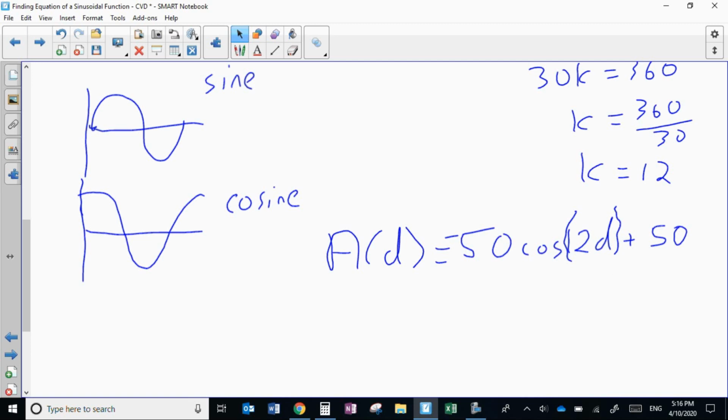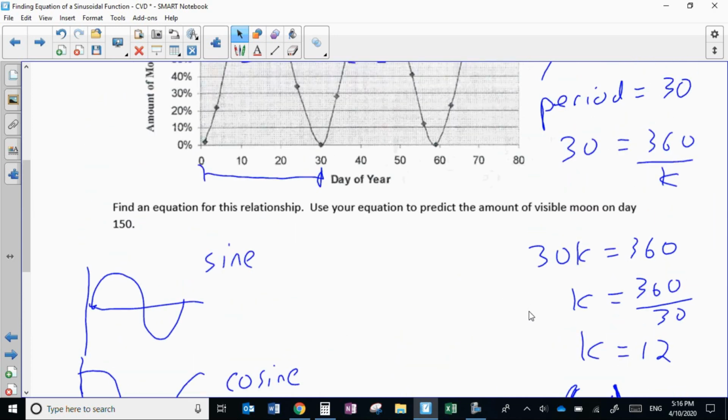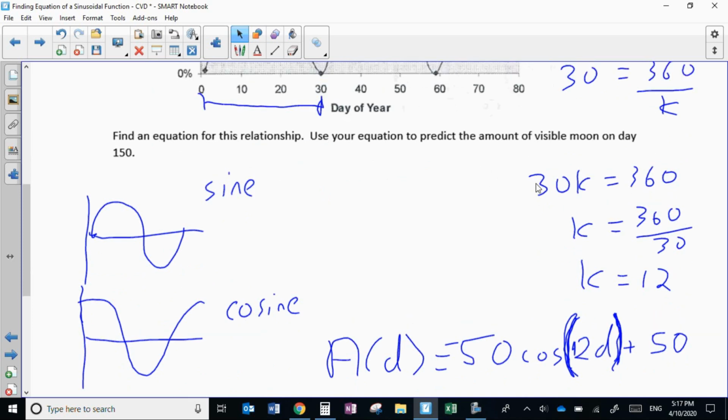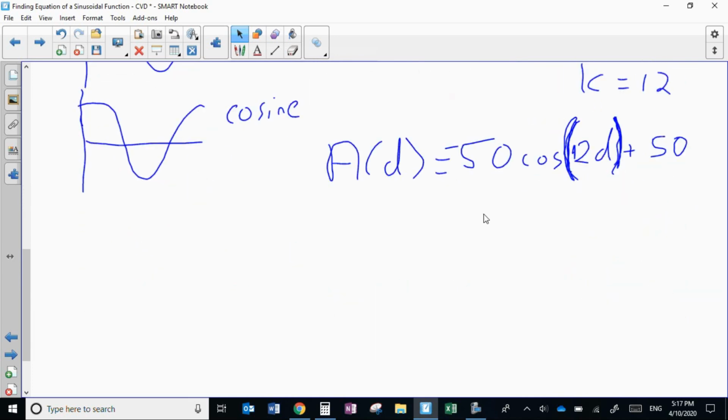Sorry, those are meant to be brackets I'm drawing in there. And that's still a 12. There we go. Okay. So there's our equation. Now, we can use that equation to make predictions about how much percentage of the moon you should expect to see every day of the year. So as an example, what about day 150? Basically, we're saying, let's actually use this equation. So sub in D equals 150, or calculate A of 150.